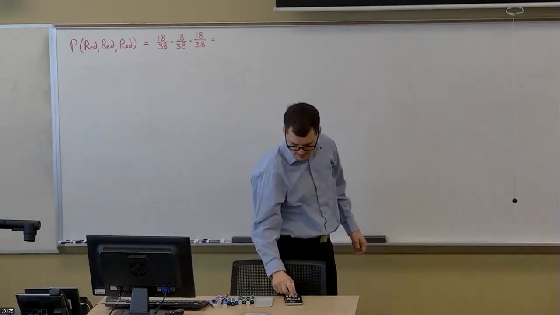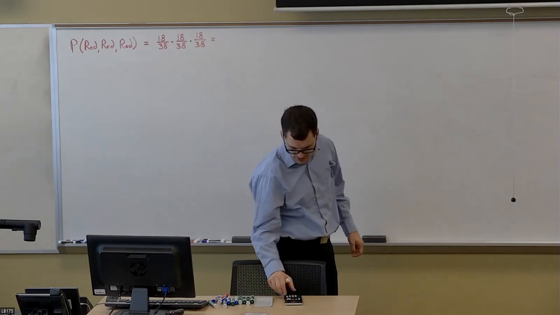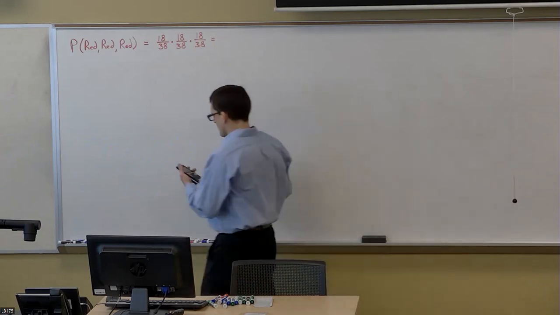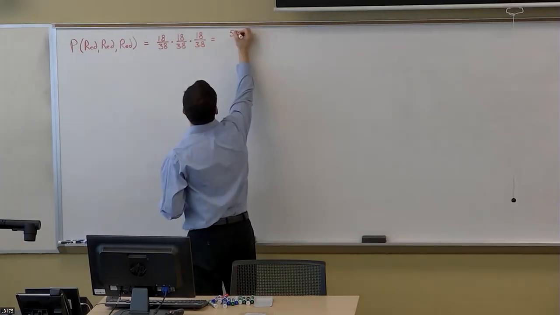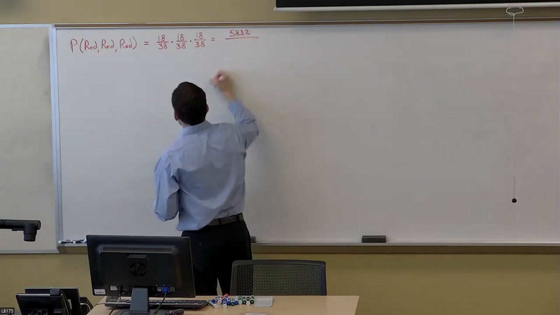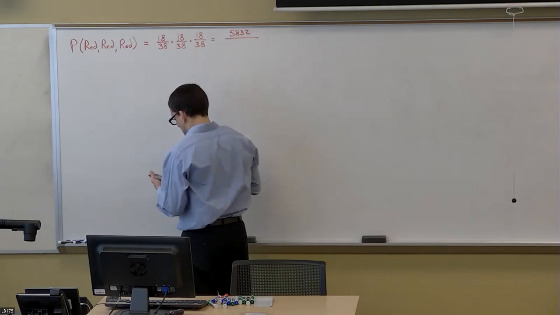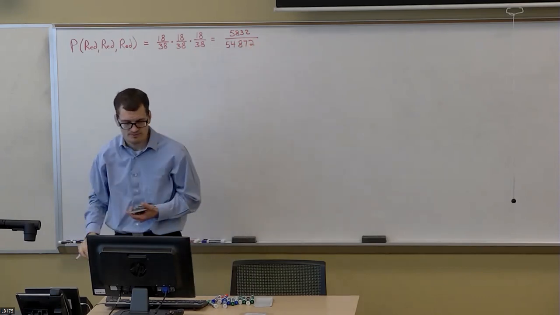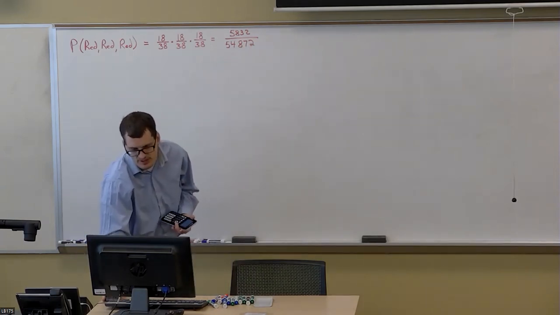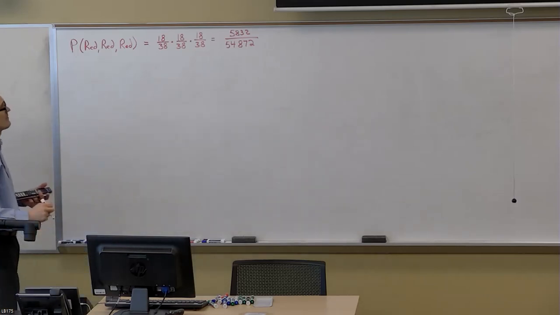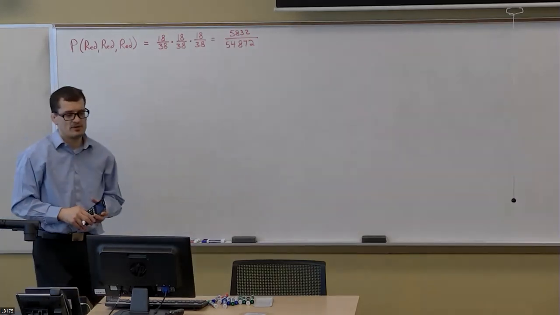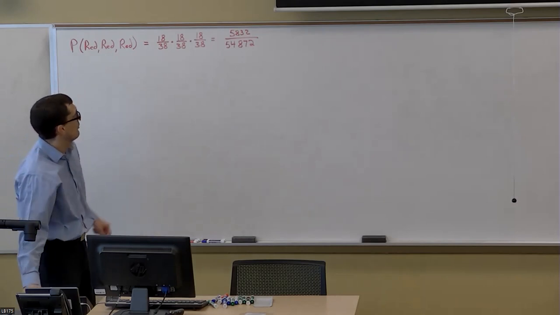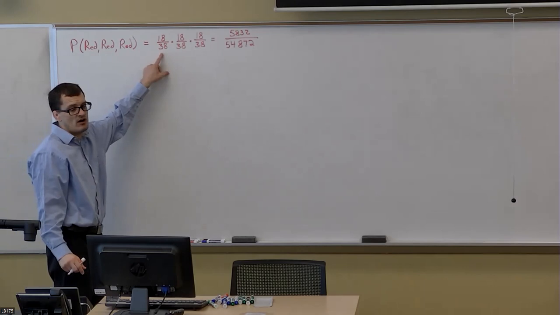I forgot what that was. You can use exponents too. 5832 divided by 38 times 38 times 38, which is 54,872. Okay. So that's what we did last time, right? This independent events where these probabilities all came from just knowing how to deal with classical probabilities.